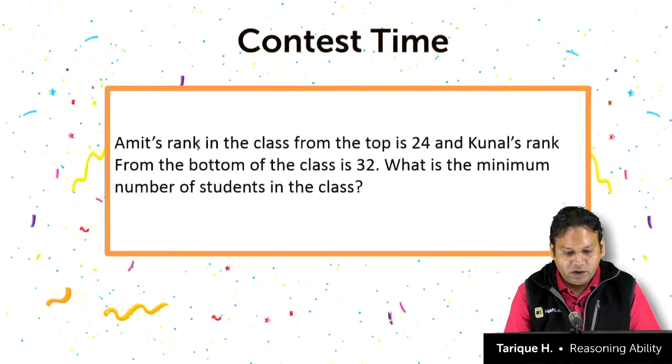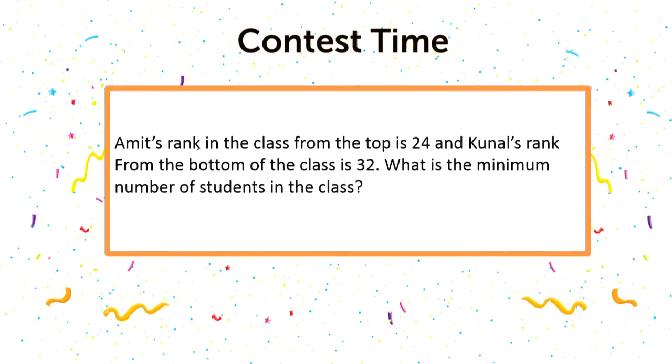Now, let us look at the contest question for today. Amit's rank from the top of the class is 24, and Kunal's rank from the bottom of the class is 32. What is the minimum number of students in the class? So this is a question based on order and ranking. Solve the question and post the answer in the comment section. I will be discussing the solution for the contest question in my next reasoning session for IBPS Clerk Prelims 2018.